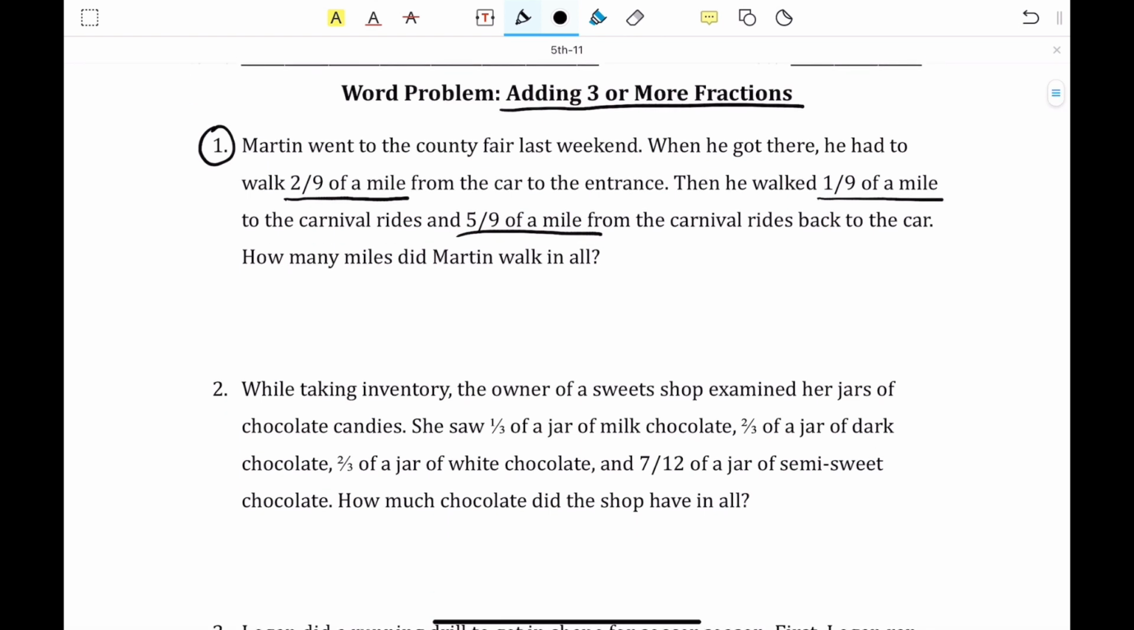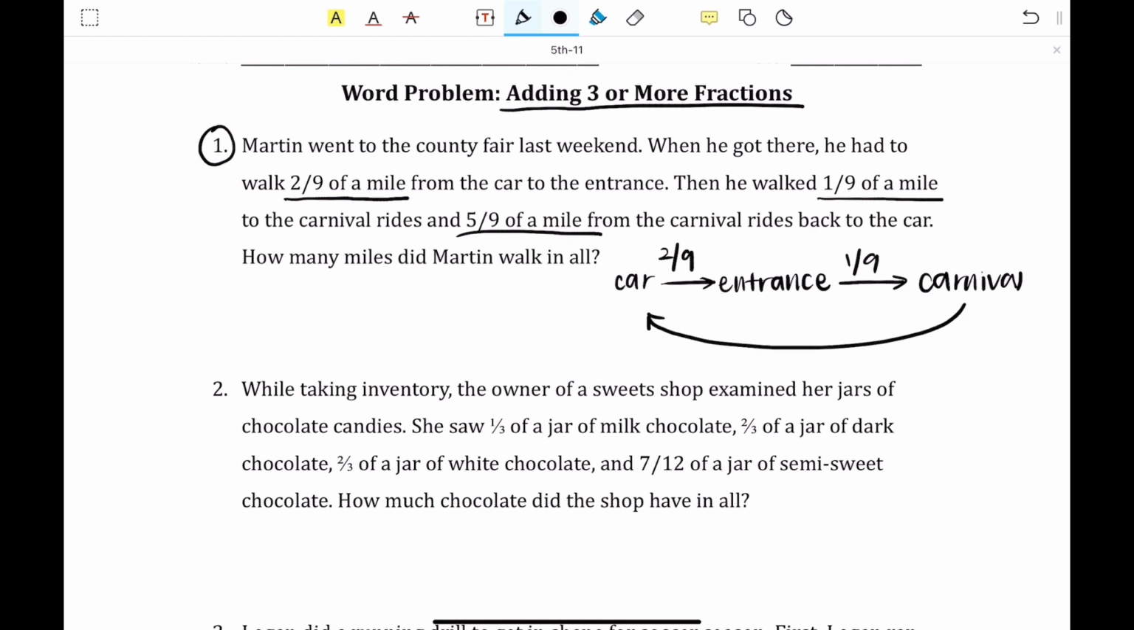So basically what's happening is from the car to the entrance, he walked 2/9 of a mile. And from the entrance to the carnival rides, he walked 1/9 of a mile. And from the carnival back to the car, he walked 5/9 of a mile. So we're trying to find how many in all, which is basically telling us to add up all of these fractions. So 2/9 plus 1/9 plus 5/9.